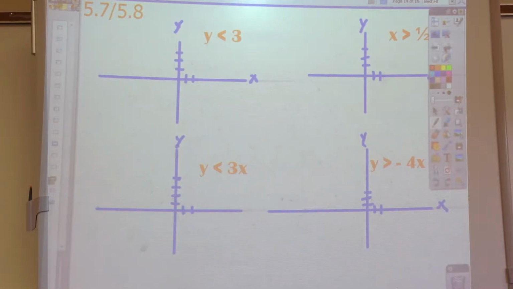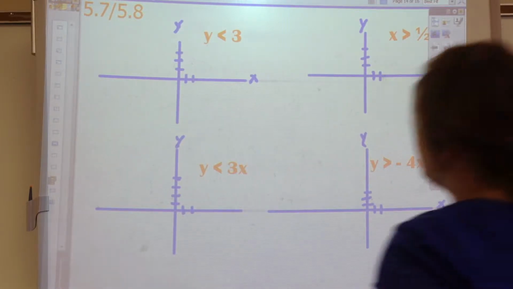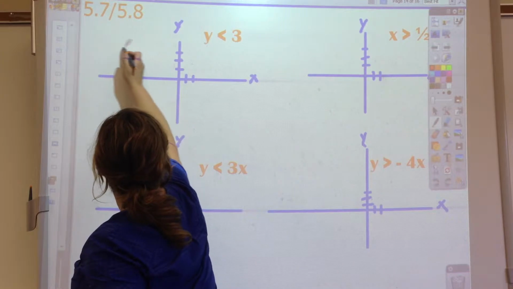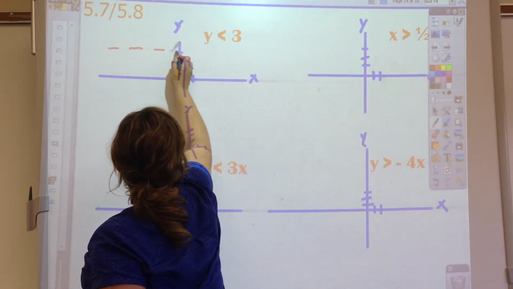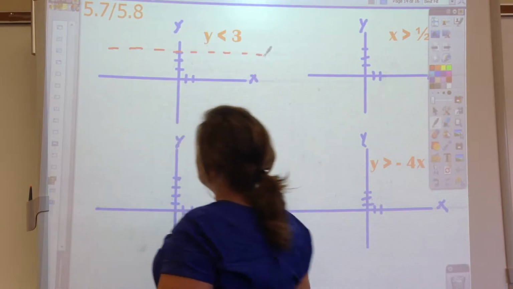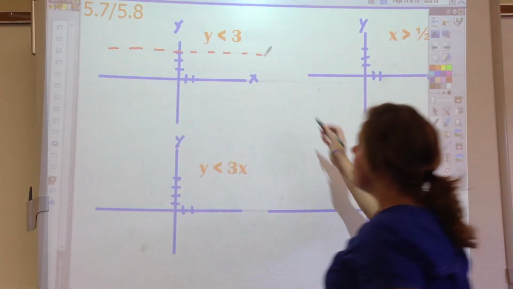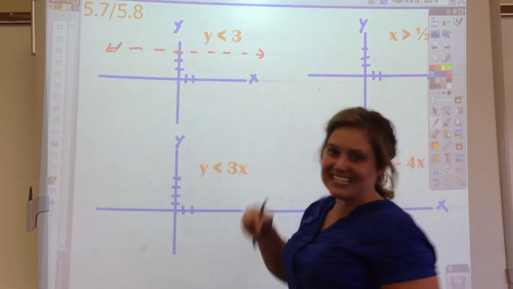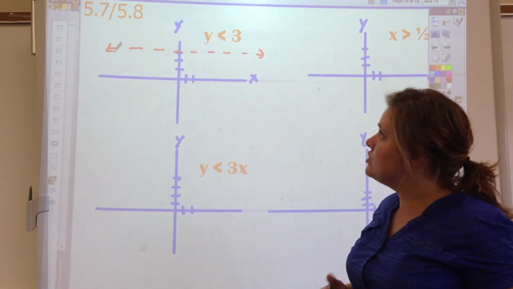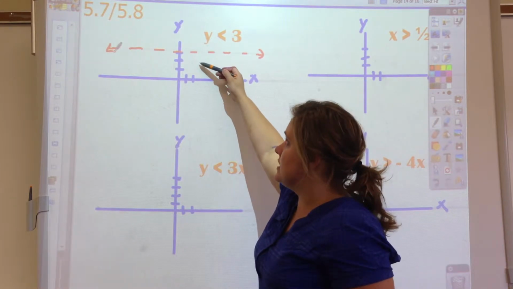If I say y is less than 3, please remember that any y equals line is horizontal. So I'm going to graph this y equals line, and notice that this is not equal to it. So I'm going to represent that with a dashed line. If it was equal to it, it would be a solid line. Now I want to shade where y is less than this line. And so I ask you, where is y less than this line?